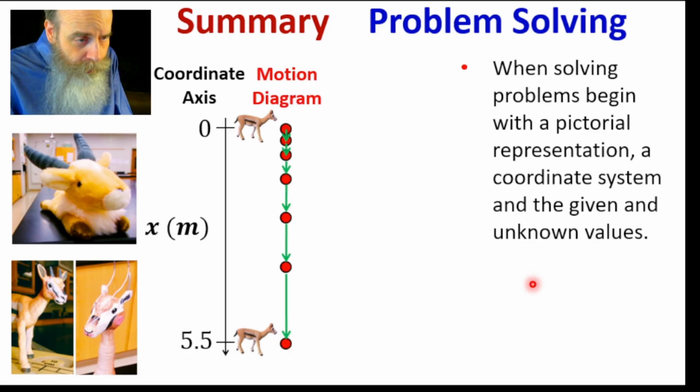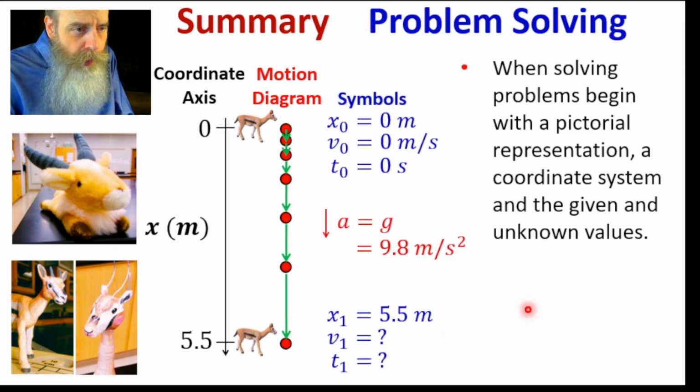I drew a motion diagram to help us understand what's going on. This is accelerated motion. So these dots are at equally spaced time intervals, and the distance between the dots is increasing, showing that she is speeding up as she falls. And then we write down all the unknown values and the known values. So up here at x equals 0, we have the position, velocity, and time. And down at the end, we had the position and the two unknowns, v1 and t1. Those are what we are trying to find. And throughout, we had the acceleration of 9.8 meters per second squared down.